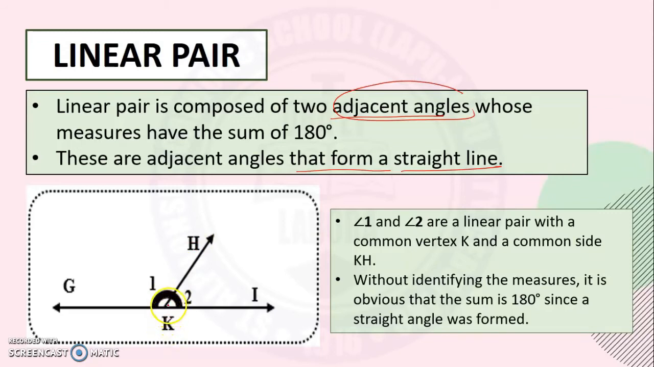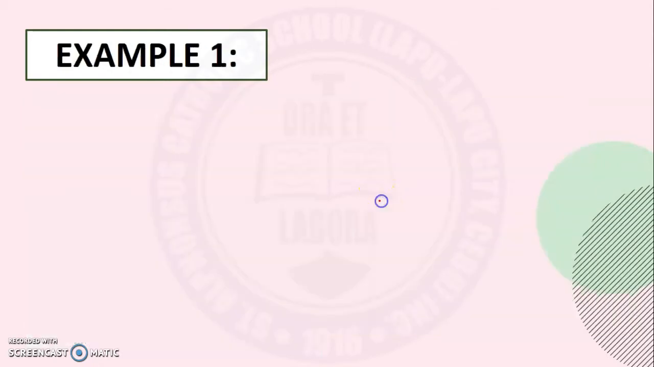Now, without identifying the measures, it is obvious that the sum is 180 degrees, since a straight angle was formed, this one. So that means if we are going to add angle 1 and the measure of angle 2, the sum is 180 degrees. And that also means a linear pair can be considered supplementary angles. Take note of that.